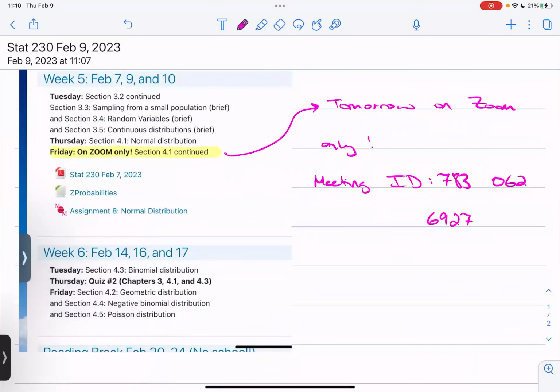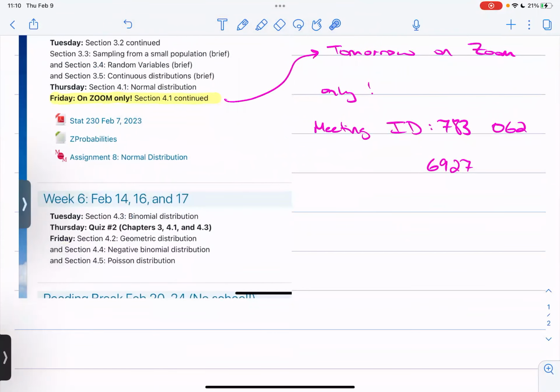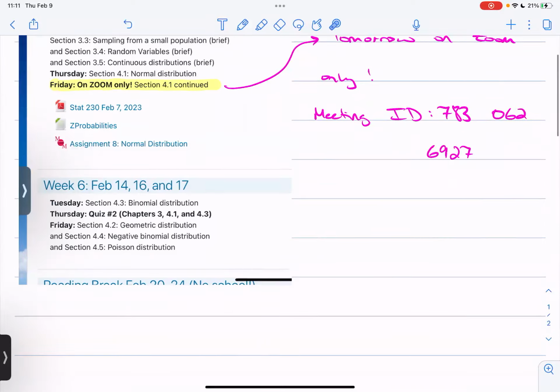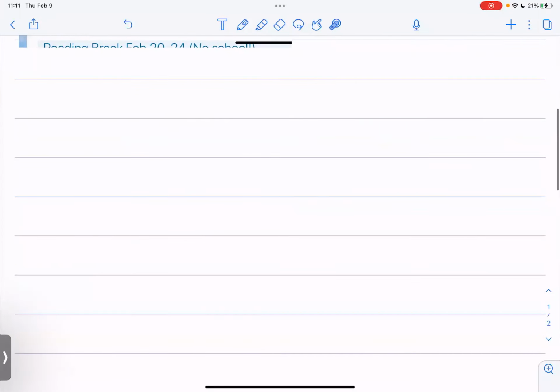Good. All right. So I've posted an assignment, and you can try it today. Obviously, you can open it up and have a look, but you might have to wait until tomorrow to be able to do it completely. It's there ready for you, but you might have to wait a little bit. Now what? We're going to start 4.1, which is the normal distribution.